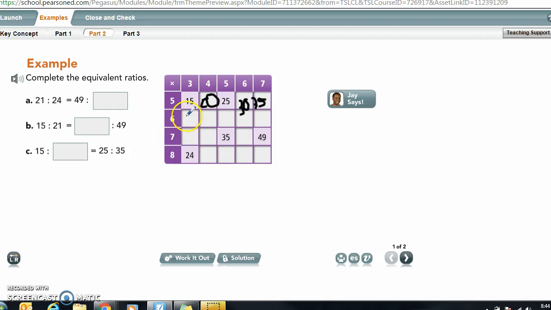Okay, 6 times 3 is 18. 6 times 4 is 24. Oops. 6 times 5 is 30. 6 times 6 is 36. And 6 times 7 is 42. 7 times 3 is 21. 7 times 4 is 28. 7 times 6 is 42.